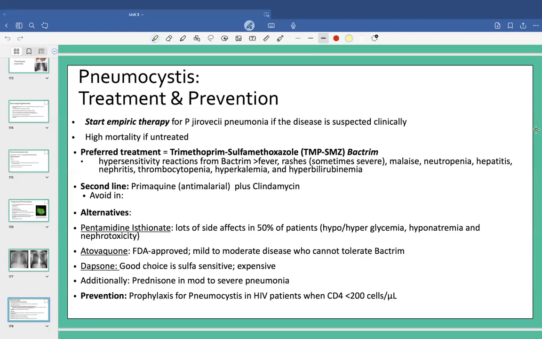Alternatives, the second line would be primaquine. And I believe Dr. Noel talked to you about this. Do you remember who you cannot use primaquine in? The type of deficiency. Oh, G6PD. Yes. G6PD, because it causes hemolytic anemia. So same for these patients, you want to avoid it.